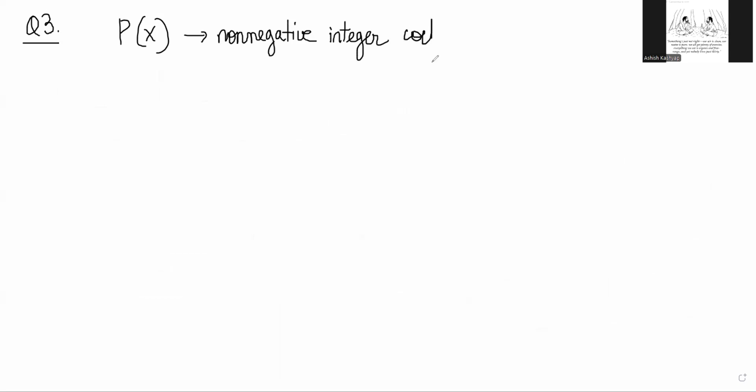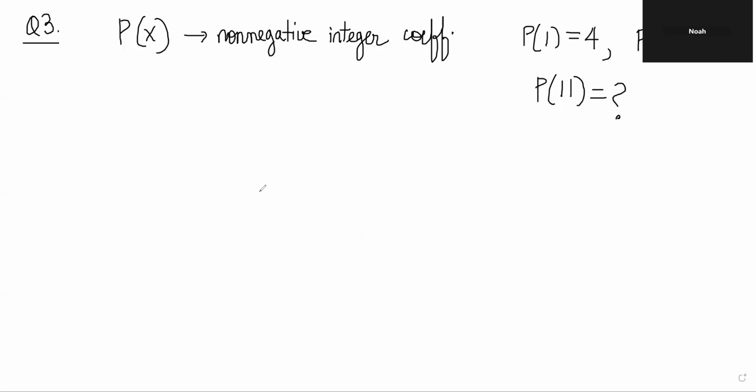Let's look at the next problem. This one was a polynomial. P(x) was a polynomial with non-negative integer coefficients such that P(1) was 4, P(5) was 152, and we have to find out P(11).